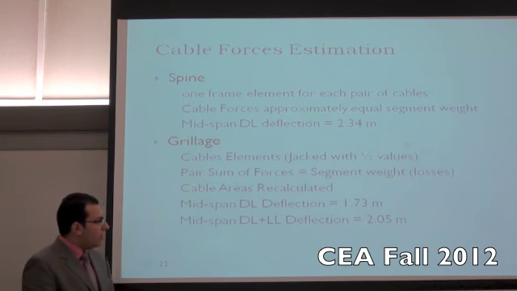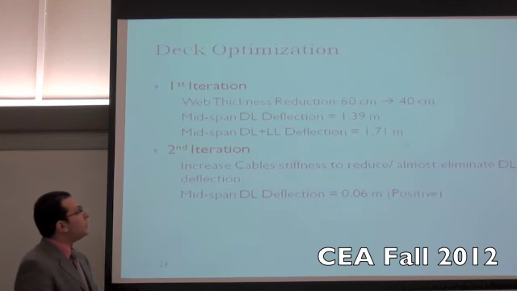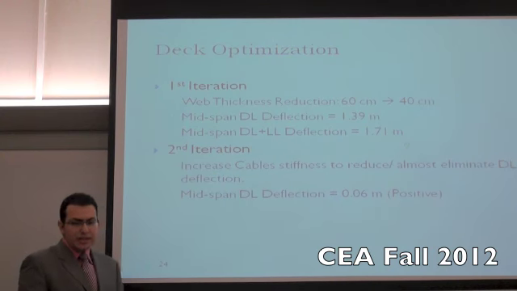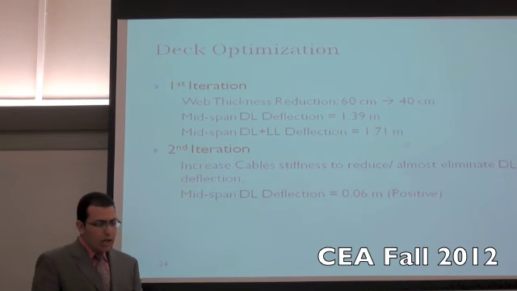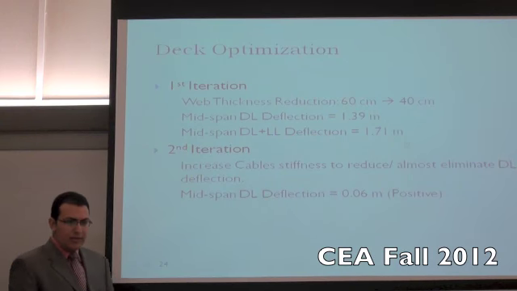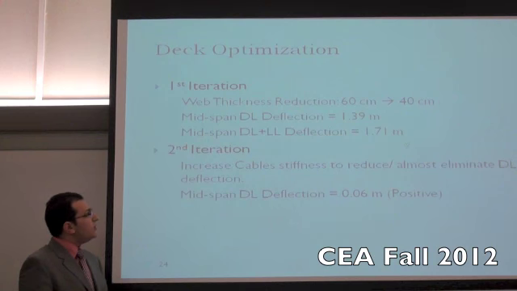very big and they are not acceptable because basically the structure is not optimized. So we had to optimize it. We optimized the deck. We decreased the web thicknesses from 60 centimeters to 40 centimeters. And this reduced the dead load deflection by around 40 centimeters. So it's now 139 centimeters, and the dead load and live load deflection was 171 centimeters.